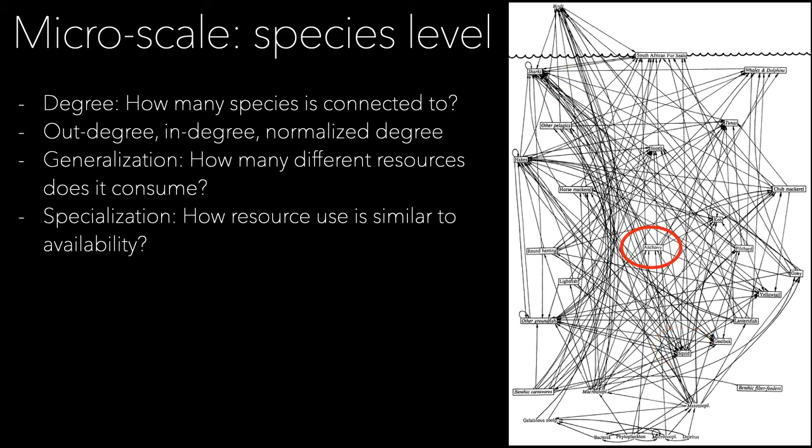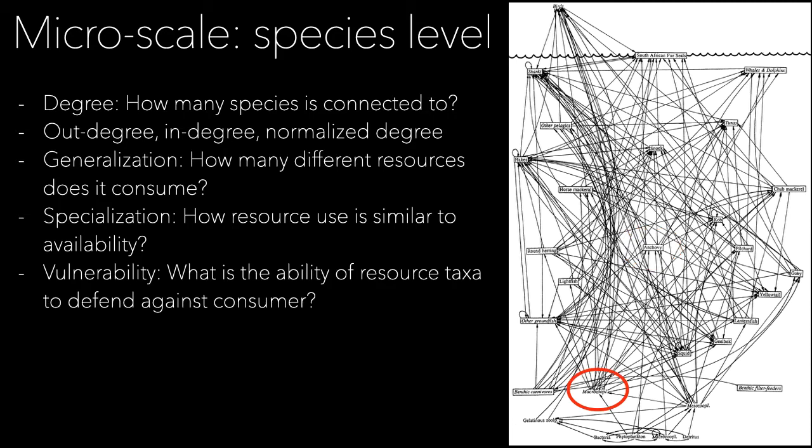Then we can also look indeed at the specialization, which is on the other side of the gradient. A specialist is a very narrow niche species, and it attempts to answer the question how resource use is similar to its availability. A very specialized species, for instance, in this case the anchovy, is feeding on a narrow set of resources available.